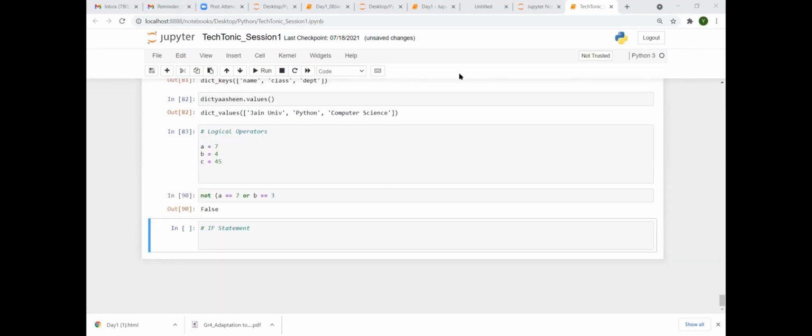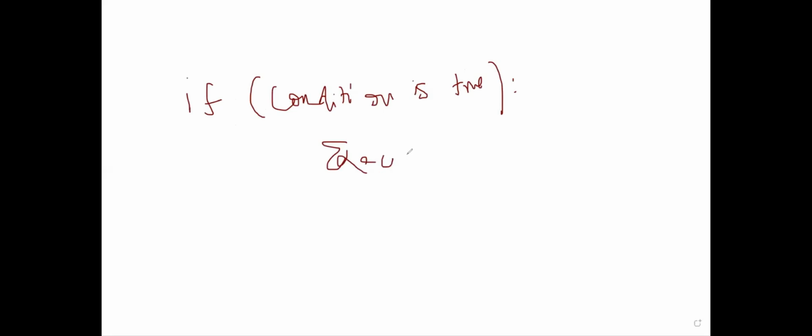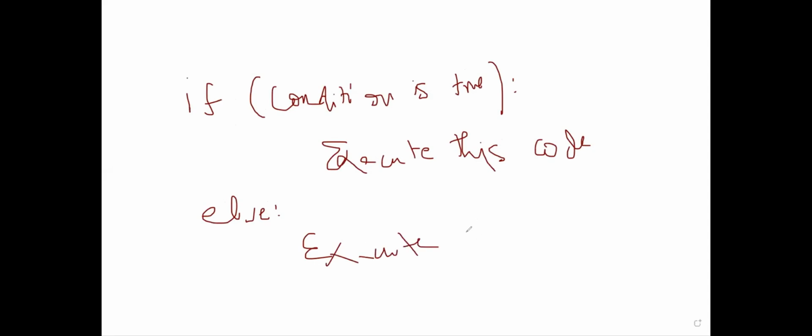Let me just share my whiteboard. So what I want you to do is, say for example, if this condition is true, then execute this code, else execute this code.